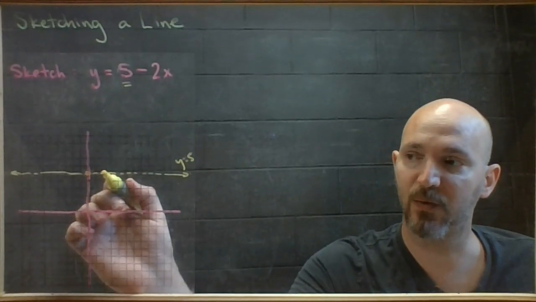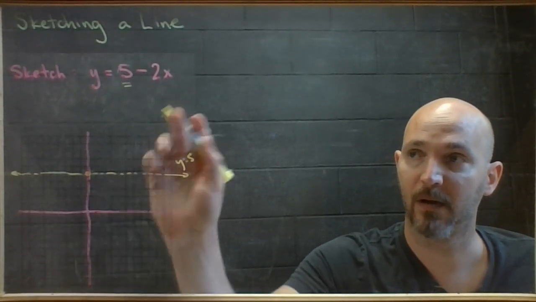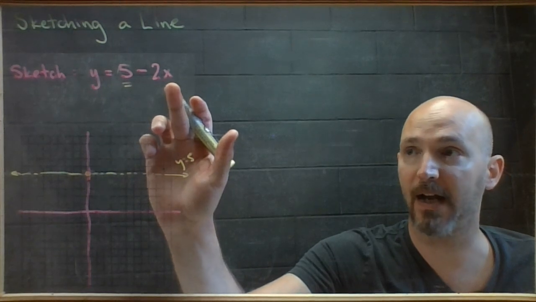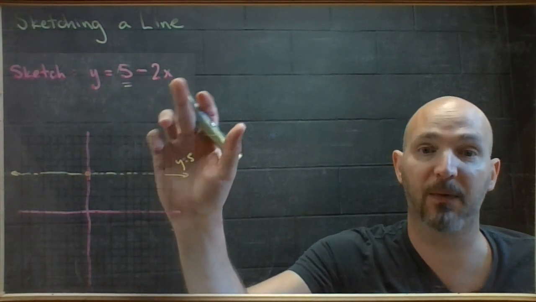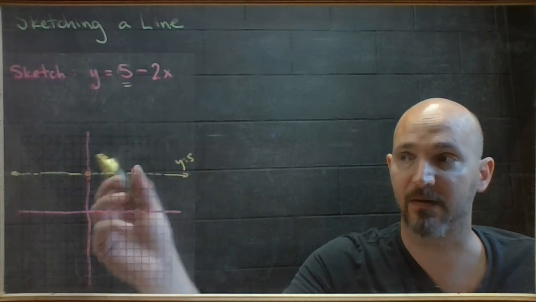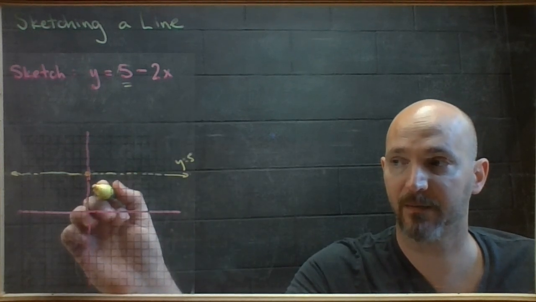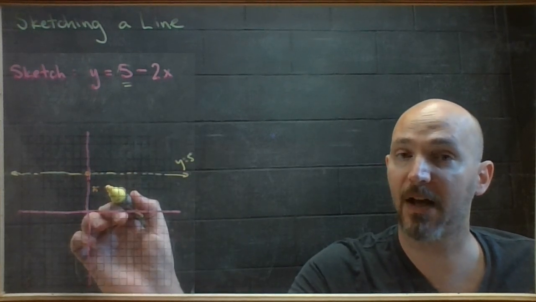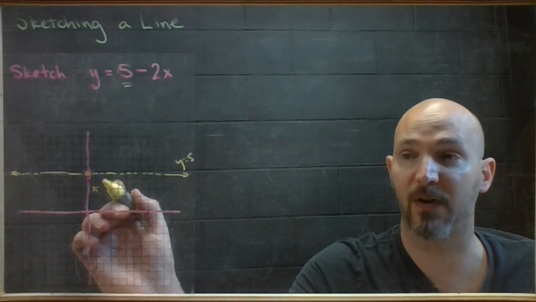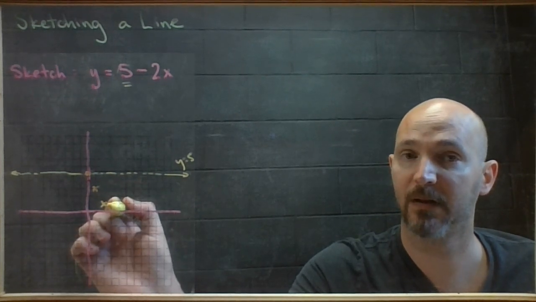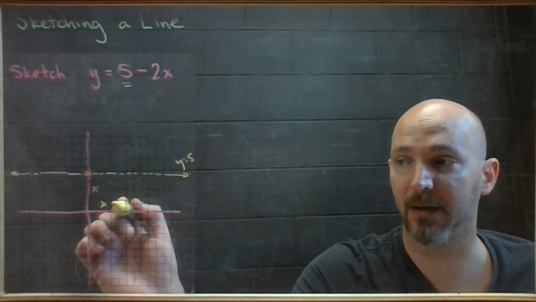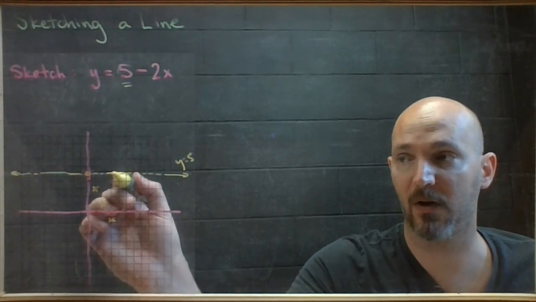But if I go to 1, once I make this a 1, I have to drop 2 times 1, which is 2 squares. So I drop 2. If I take another step, I'm going to have to drop another 2 squares. If I take another step, I'm going to have to drop another 2 squares, all from this line.